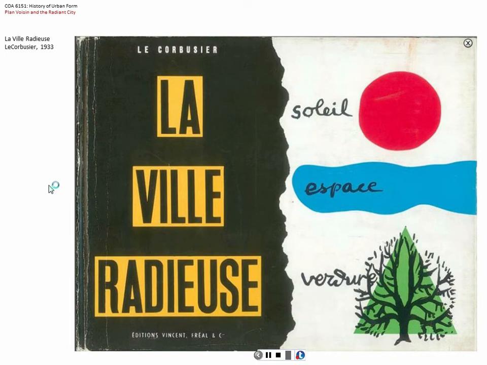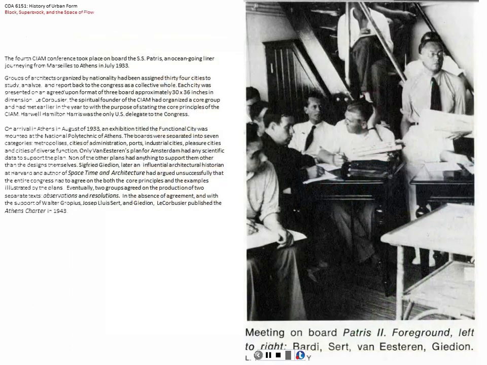And if you wonder why I lumped the invention of landscape into the impact of the period of the Enlightenment on cities, I don't know about you, but I find it peculiar that arguably the most influential treatise on urbanism of the 20th century, this book, has sun, space, and greenery on the cover. No buildings. Right? Amazing.